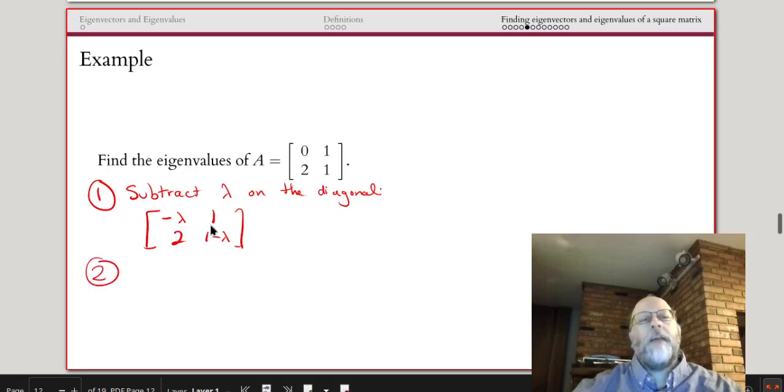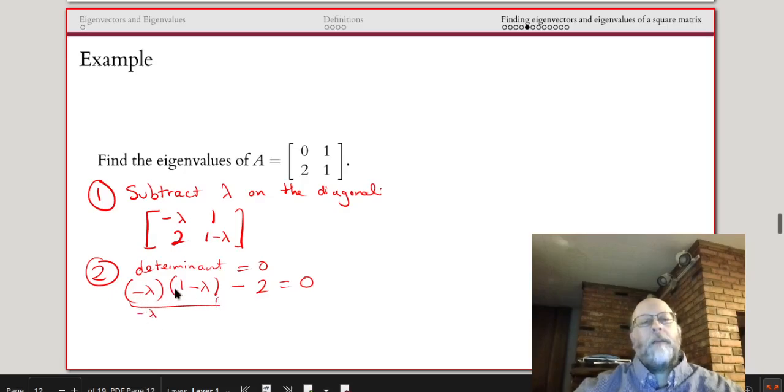The second step is we're going to take the determinant and set the determinant equal to 0. The determinant is we multiply the main diagonal first, so negative lambda times 1 minus lambda, minus the other diagonal, which is minus 2. And this we can FOIL out. This is negative lambda times 1, and negative lambda times negative lambda is plus lambda squared. And I'm going to rearrange these terms for a second. Lambda squared minus lambda minus 2 equals 0.